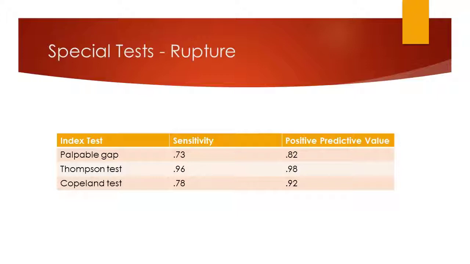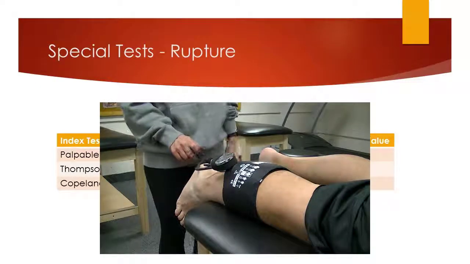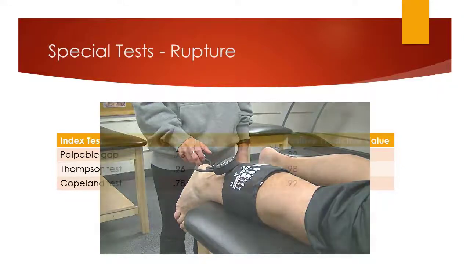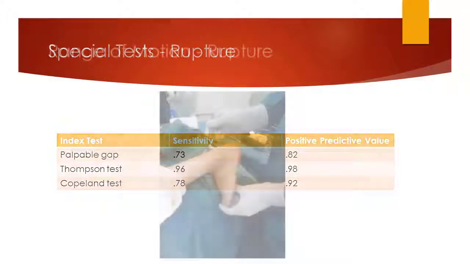The Copeland test is a little more complex, and a lot of people aren't going to use that test. But with a Copeland test, you're going to place a blood pressure cuff around the calf itself, and you are going to basically inflate that cuff. The cuff starts at 100 millimeters of mercury, and you're going to move up to 140 millimeters of mercury. During that time, you should expect to see a little bit of plantar flexion taking place. If you do not have that plantar flexion, then there's a chance that it has been ruptured.